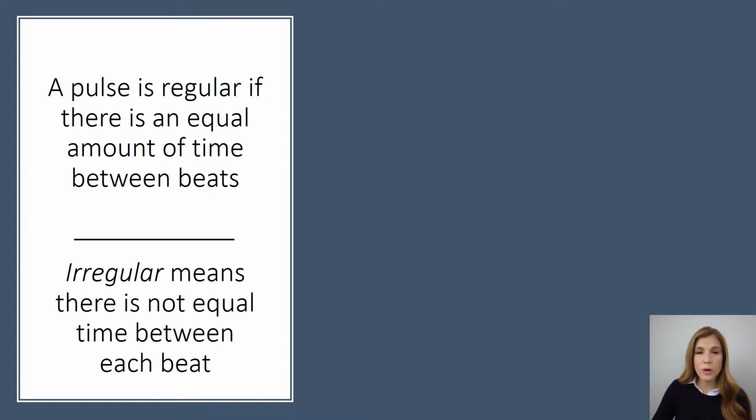So heart rate or pulse rate is always reported in beats per minute. Regular rate means there's an equal amount of time between pulsations. Irregular rate means that there is not an equal amount of time between pulsations.